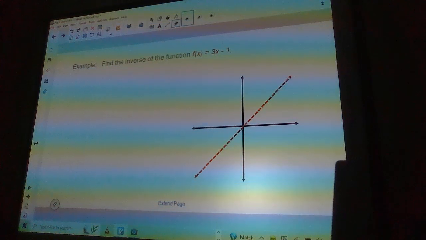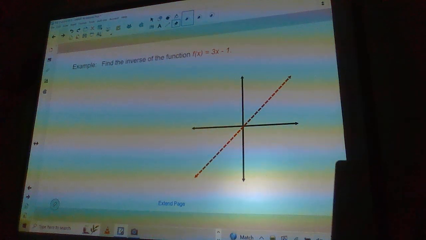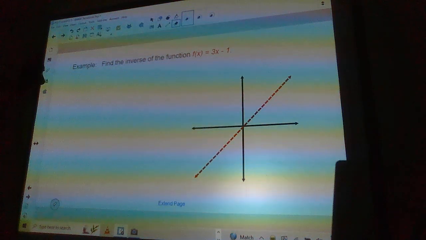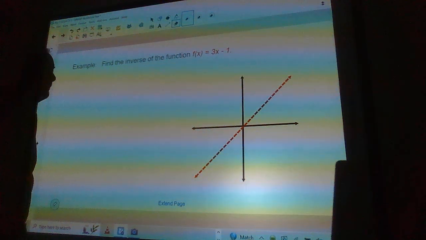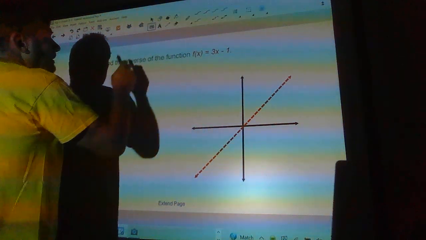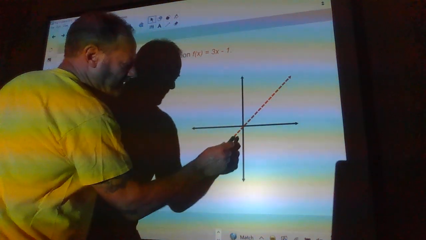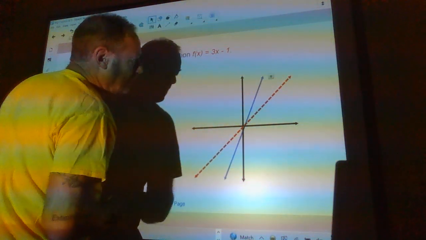On this one here, find the inverse of the function f(x) = 3x - 1. I'm going to have you pause the video and solve this one on your own, and then turn it back on and see if you get the same thing I did. Okay, so first thing, I'm going to graph my 3x - 1. That should be right there.